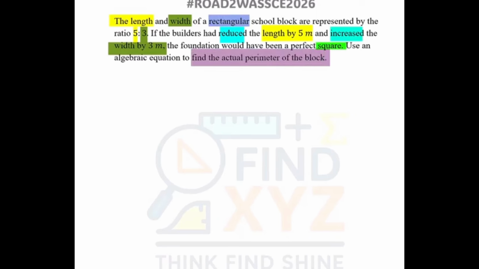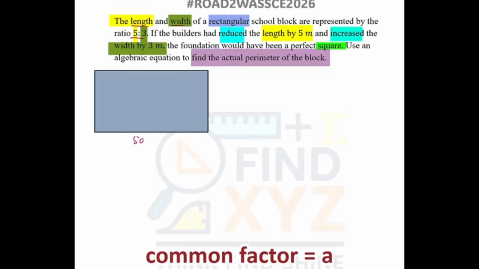Let's dive in. I'm going to begin by representing the rectangular school block. Now this is our school block. Now this was represented in a ratio of 5:3. But watch this. The length came first and the width came next, right? Now anytime you have a ratio, it can be simplified. We don't know whether this is simplified or not. So we can say the length is 5 of a certain value, let's say a, and then the width is 3 of a certain value, which is a. So this is our length and this is our width.